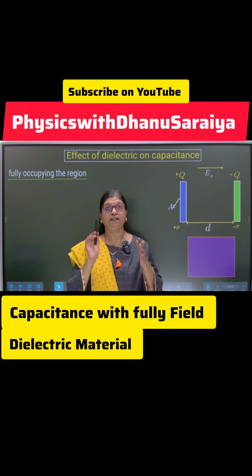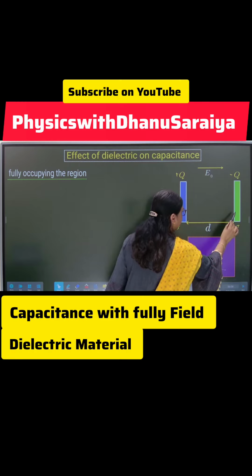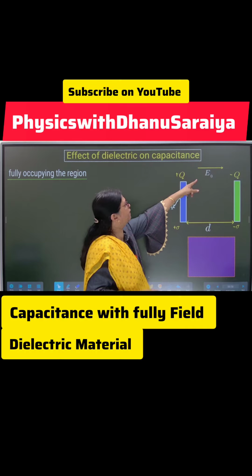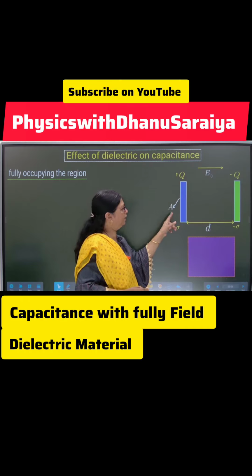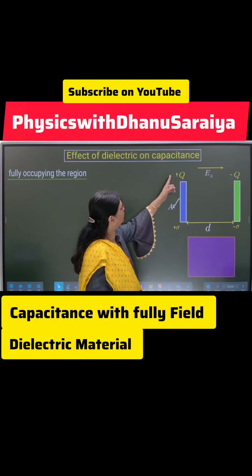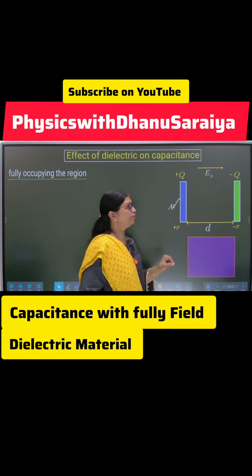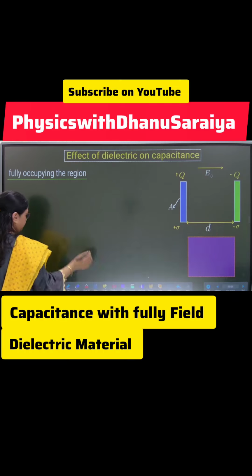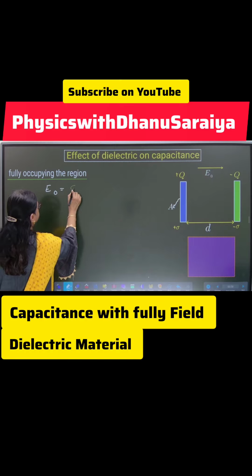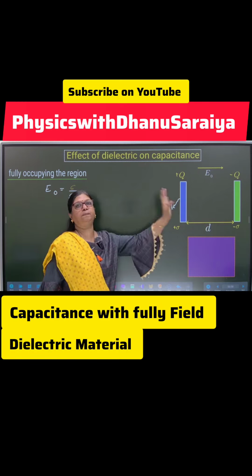We have learned that if we have a capacitor with a positive charge plate and a negative charge plate maintained at a distance d, filled with air between them, there will be an electric field E naught. A is the area of each plate, and d is the distance between the two plates. If the surface charge density of the positive plate is plus sigma and of the negative plate is minus sigma, then the electric field is E naught equal to sigma upon epsilon naught when air is between the plates.